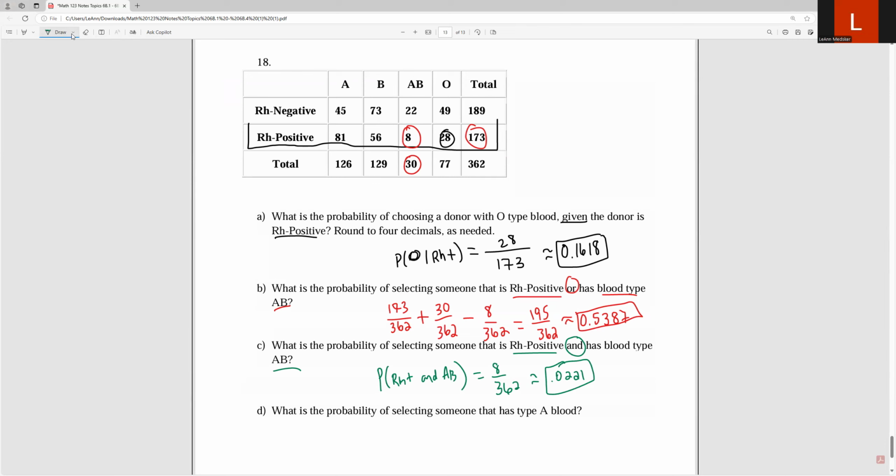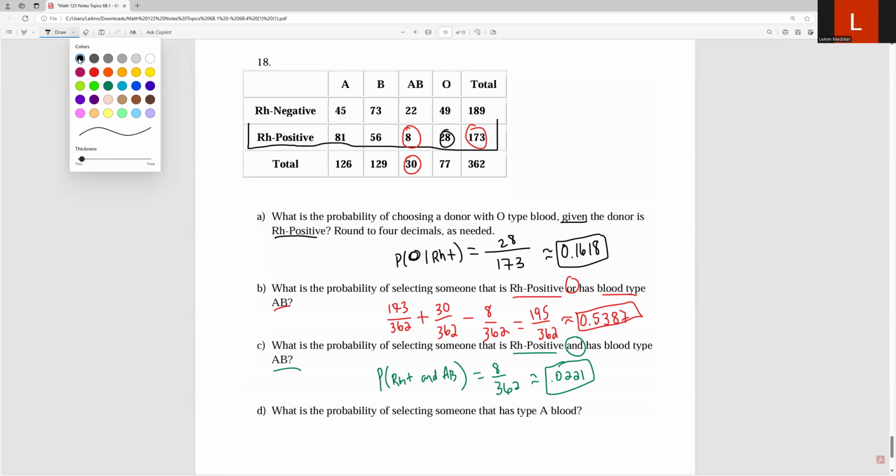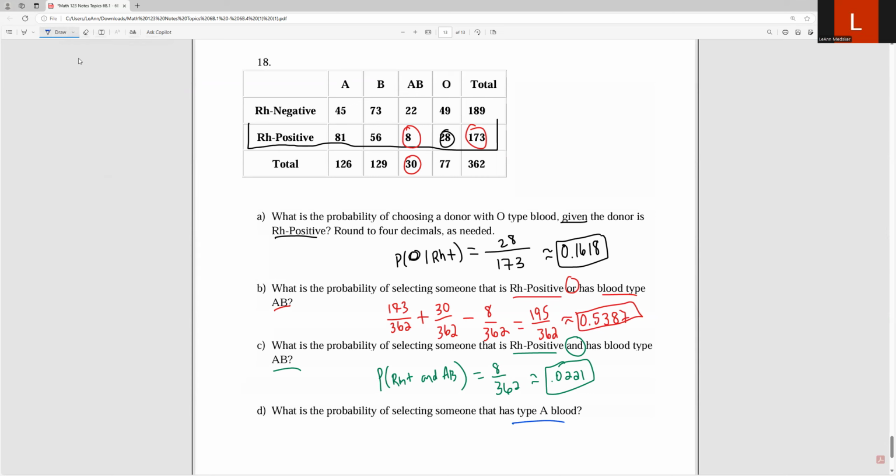Okay, and then the last one of this section is just what if someone has type A blood? Notice no and, no or, no given. Type A just means total A's out of total group. So 126 out of 362. 126 out of 362 is 0.3481.